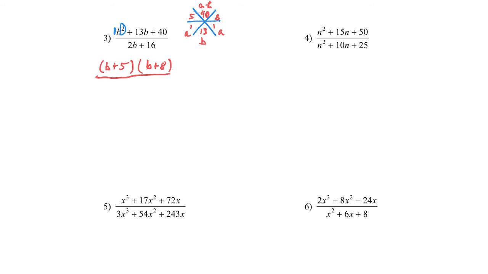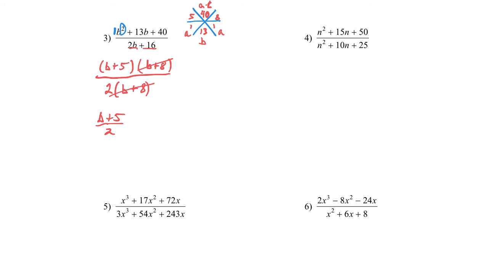And then on the bottom, both the 2b and the 16 can be divided by 2, so we put the 2 on the front and put the result of the division inside the parentheses. Then you cancel out anything that matches up. So the b plus 8 is going to cancel out with the b plus 8, and then we write what's still there. That's our answer.